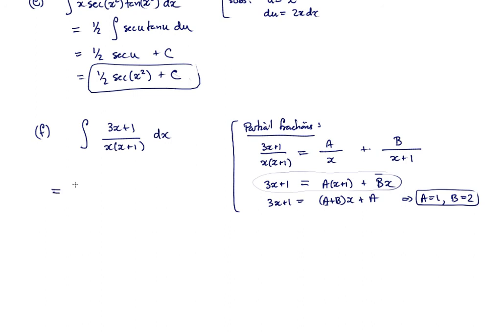So our integral becomes the integral of 1 over x plus 2 over x plus 1 dx, and those just anti-differentiate to give us a couple of logarithms: ln of x plus 2 ln of x plus 1 plus c.